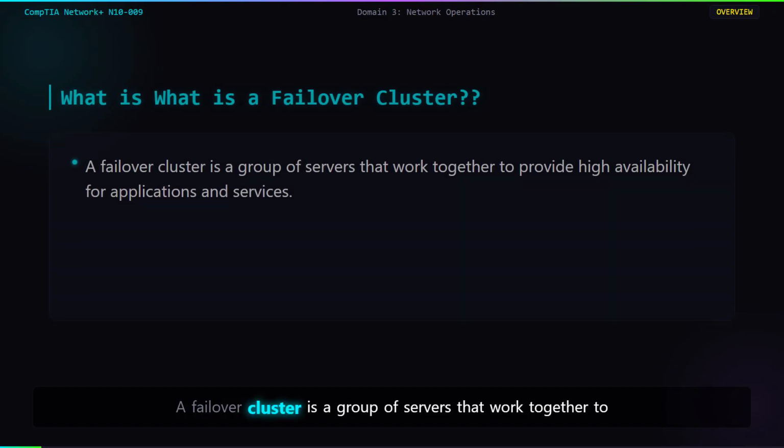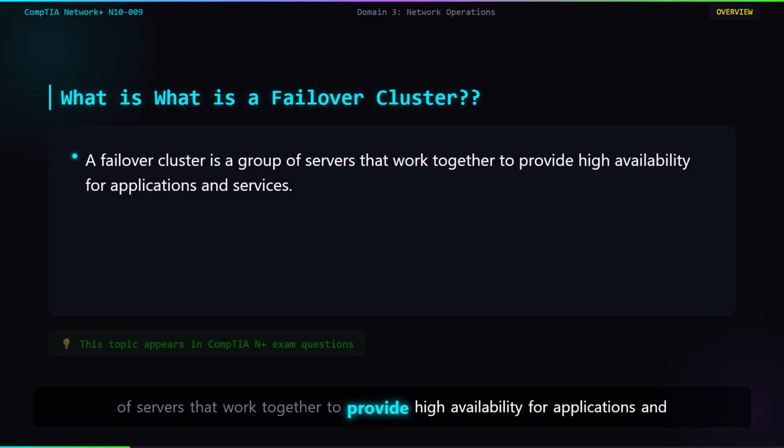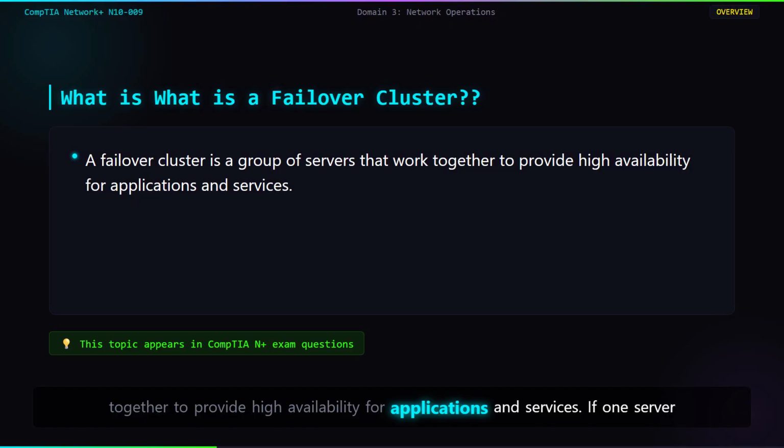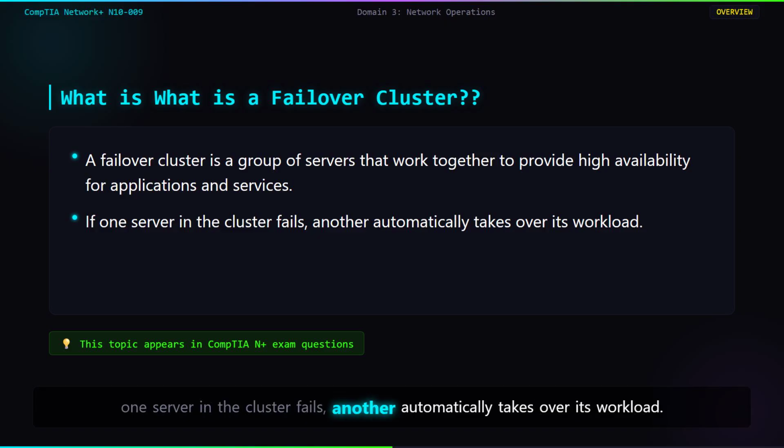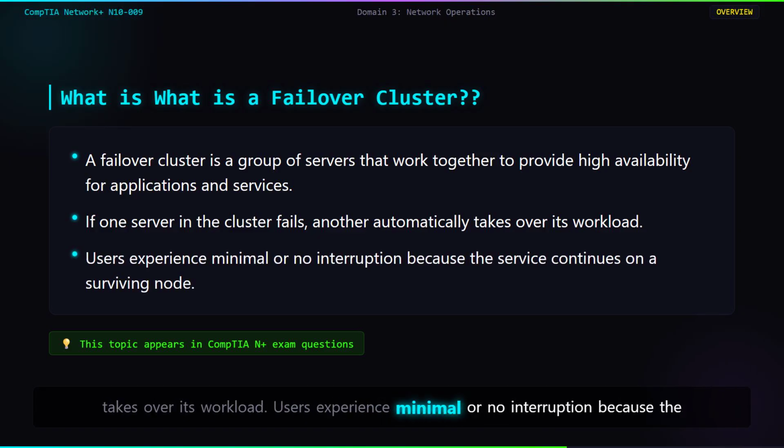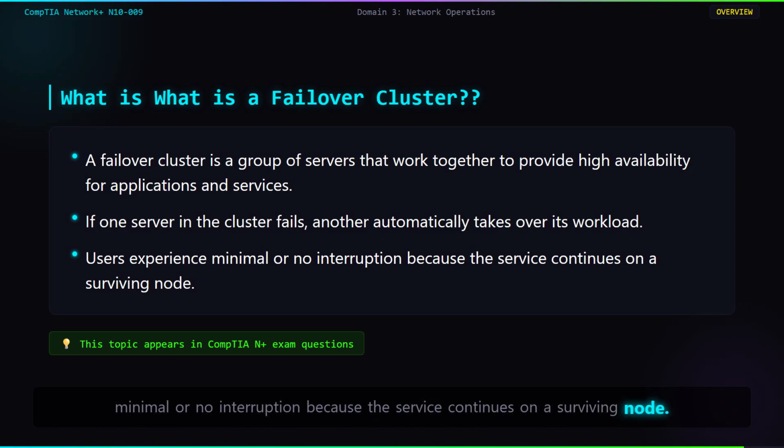A failover cluster is a group of servers that work together to provide high availability for applications and services. If one server in the cluster fails, another automatically takes over its workload. Users experience minimal or no interruption because the service continues on a surviving node.